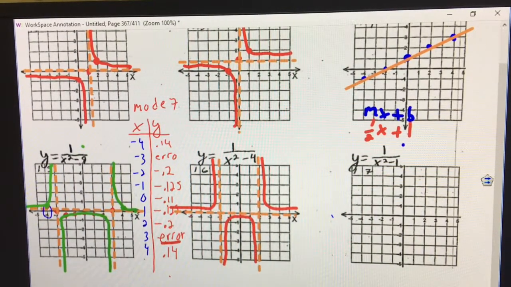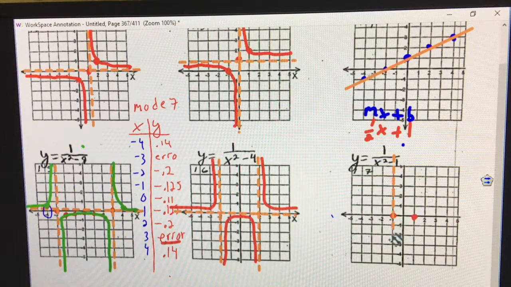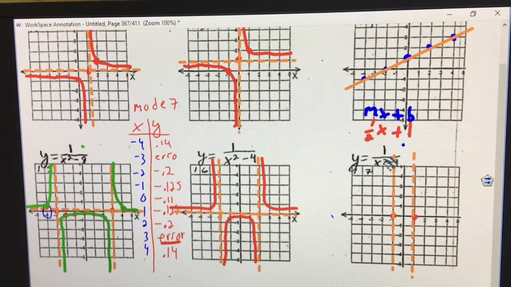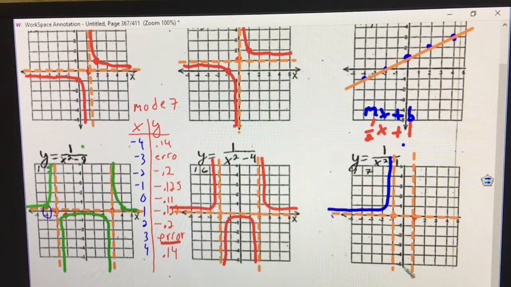Over here, when I factor it, it's going to have a vertical asymptote at negative 1. It's going to have a vertical asymptote at 1. The horizontal asymptote, because the degree of the top is smaller than the degree of the bottom, is y equals 0. And now, just by looking at the shape of the first 2 graphs, it's going to be almost identical. It's going to have the same trend. But a really narrow parabola inside.